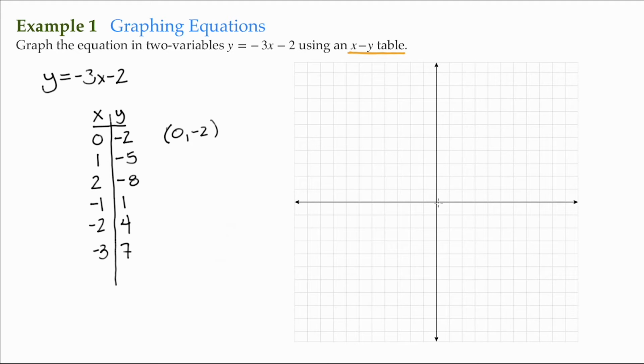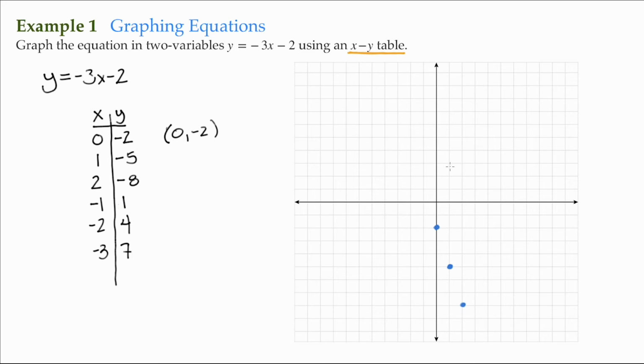So this is our origin here. I'm just going to count down here 0 and then count down 1, 2. So maybe here is 0 and negative 2 right here. Here is 1 and then negative 5. So if I go over 1 and then count down 5, 1, 2, 3, 4, 5, here's my point right there. 2 and negative 8, we go over to 2, 1, 2, and negative 8, 1, 2, 3, 4, 5, 6, 7, 8. And there we go. And hopefully you could see the line start to form here.